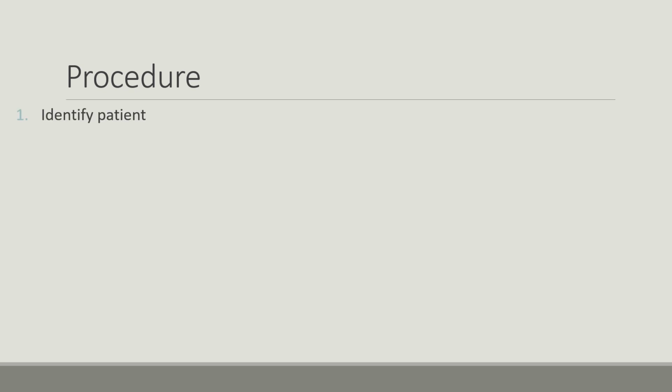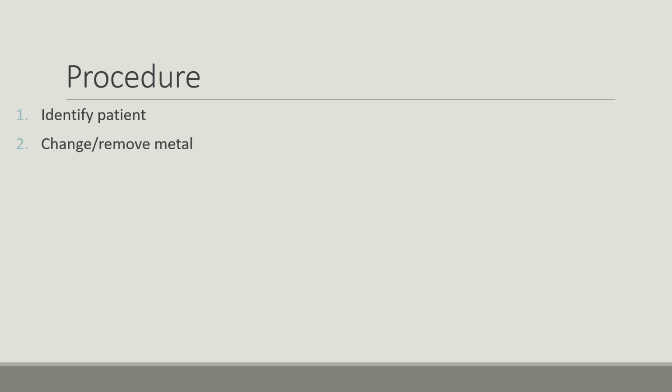This is an overview of the basic procedure. First thing you'll do is identify the patient using two methods. Typically, you ask them their date of birth and their name, and you check their wristband. Verify that with the order.